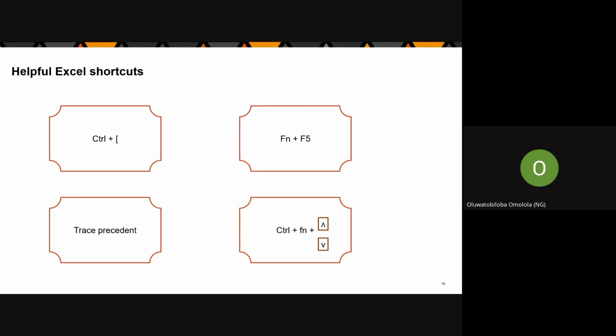Some Excel shortcuts would also help us. I will demonstrate all of these. These things will save you so much time when you are preparing your financial statements. So you need to know some of these functions to save you so much time.